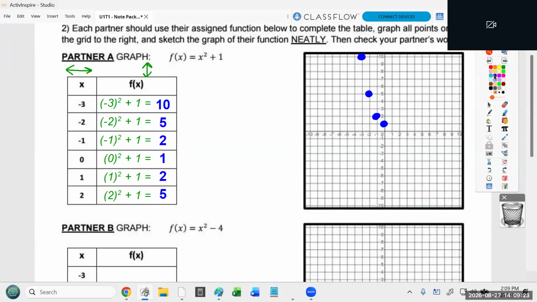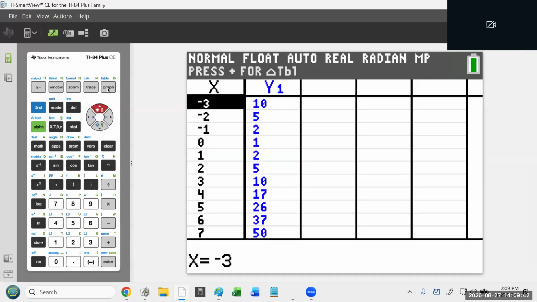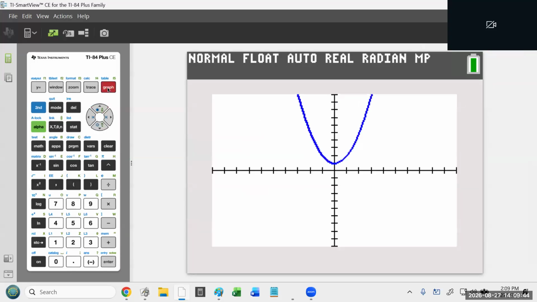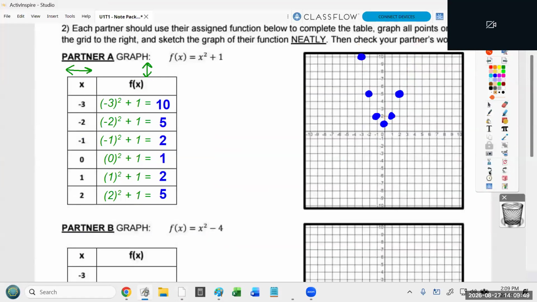So 1, 2 means over 1, up 2. 2, 5 means to the right 2 and up 5. Now again, you might look at that and think, how am I supposed to connect these? Please don't make it a straight line. Please don't do this. It's not a V. Okay? It's a curve. And all you have to do is hit graph, and you'll see it. This is what you're supposed to be creating. Okay? So it's not a V. It's a nice curve, like a giant U. That's what it should look like.